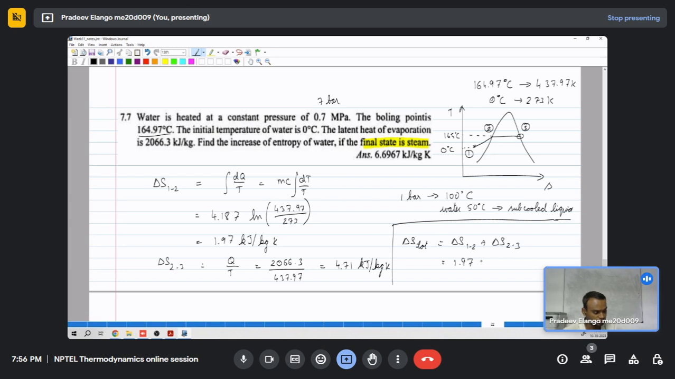So total entropy generation is entropy generation plus 1.97 plus 4.7. Sir, 6.68, sir. 6.68.